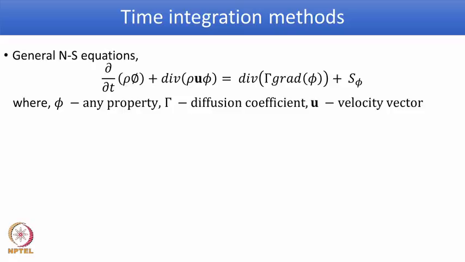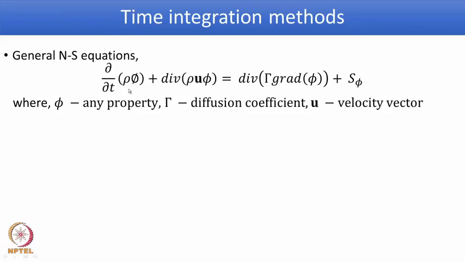So, time integration methods. In the general Navier-Stokes equation, we have considered the diffusion term separately, the convection diffusion term together, and there is one more important term, that is the time derivative term. So, we have to know how to do that in finite volume strategy as well. The general Navier-Stokes equation is written as shown here: dou by dou t of rho phi plus divergence of rho u phi equal to divergence of gamma grad phi plus S phi, where phi is any property, gamma is a diffusion coefficient and u is a velocity vector.